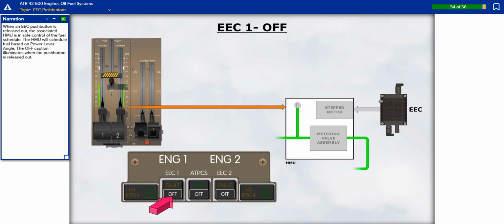When an EEC push button is released out, the associated HMU is in sole control of the fuel schedule. The HMU will schedule fuel based on power lever angle. The off caption illuminates when the push button is released out.